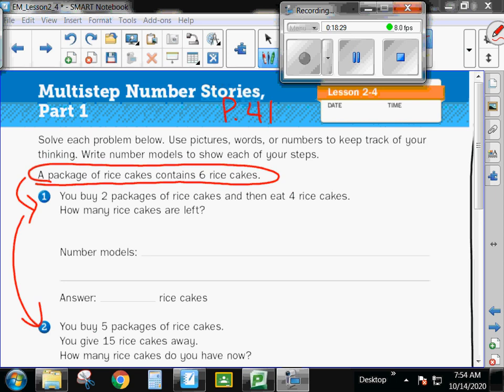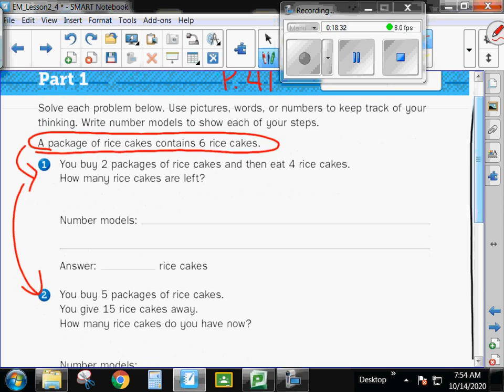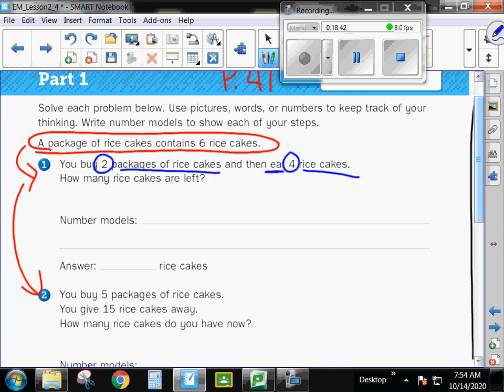All right, let's go over these problems. It says you have 2 packages of rice cakes, and then you eat 4 rice cakes. How many rice cakes are left? Again, look what I see here. It's telling me I have 2 packages, so when we're talking packages, it's telling me how many packages. I'm probably going to do some multiplication or some repeated addition. And then also when I see that I'm eating something and I see the word left, I know that there's going to be subtraction in there somewhere too.